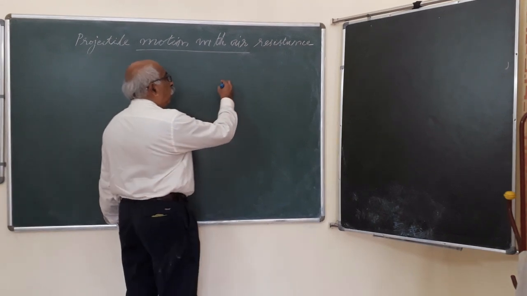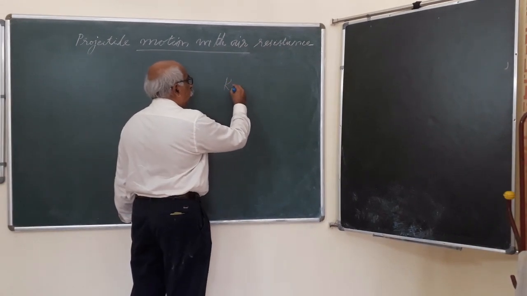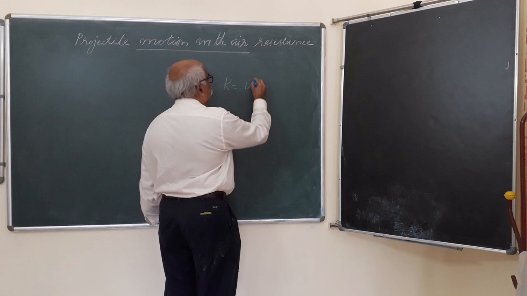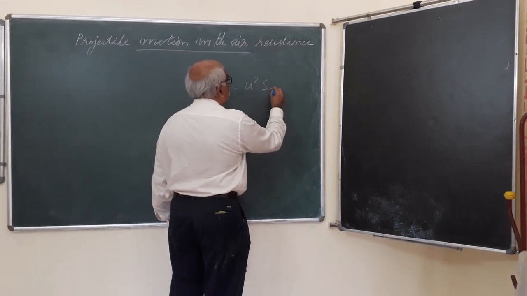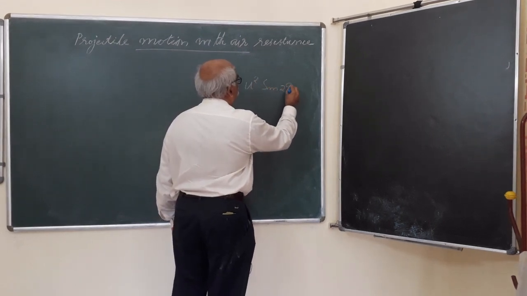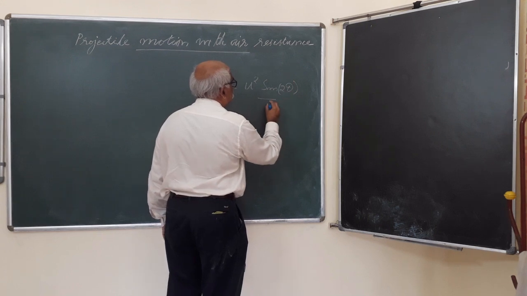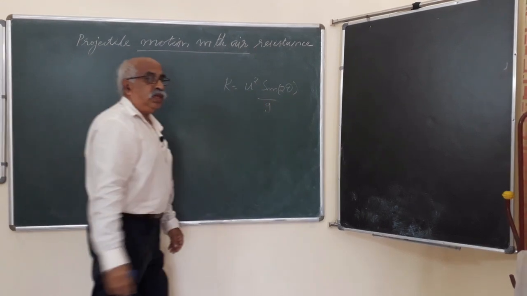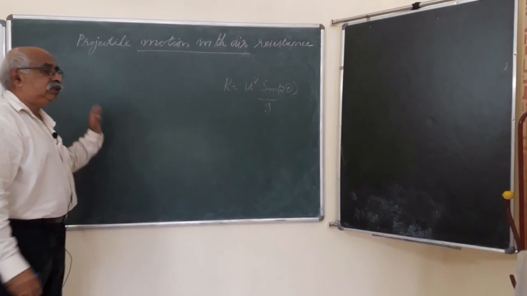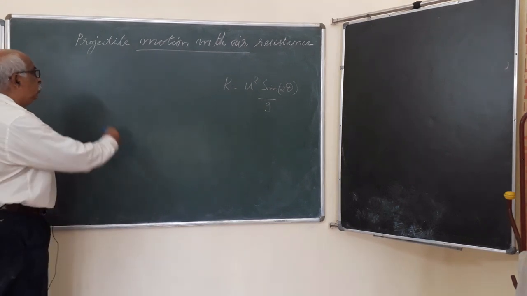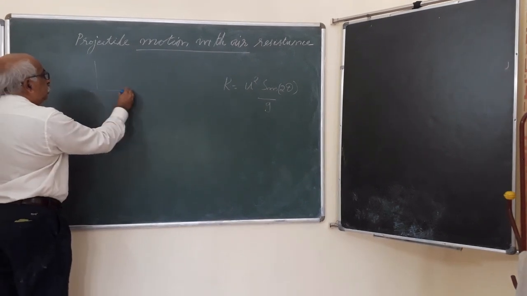The expression for horizontal range R is equal to u square sine 2 theta divided by g, where u is the initial velocity and theta is the angle at which the object is projected.